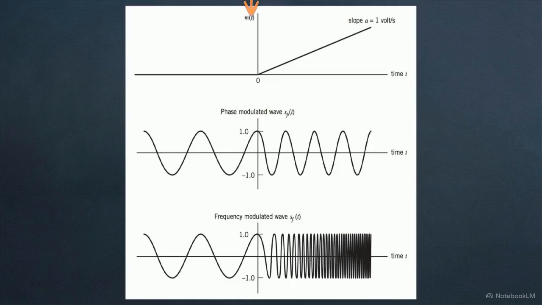We will use a message signal, m of t, defined as a linear ramp. Starting at time 0, the voltage increases at a constant rate of 1 volt per second. In phase modulation, the instantaneous phase varies with this message signal, scaled by the phase sensitivity constant. As the voltage of the message increases, the phase of the carrier shifts accordingly. Since our input is a linear ramp, the added phase increases at a constant rate over time.